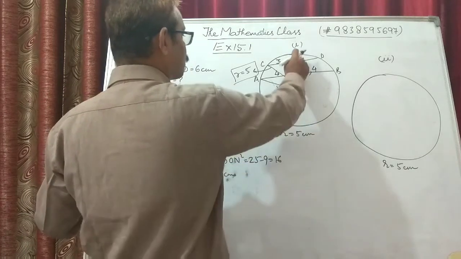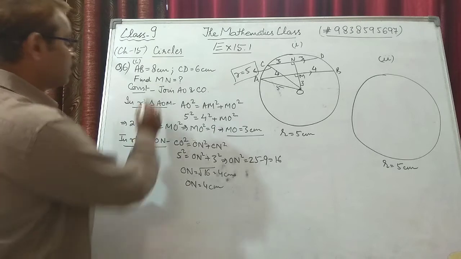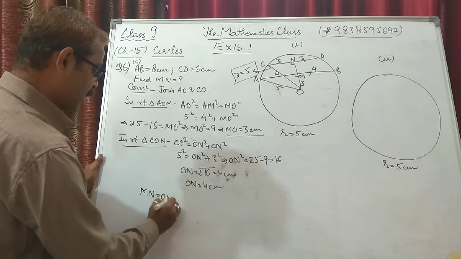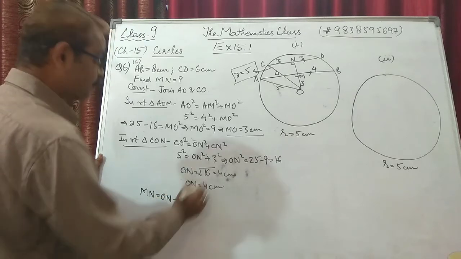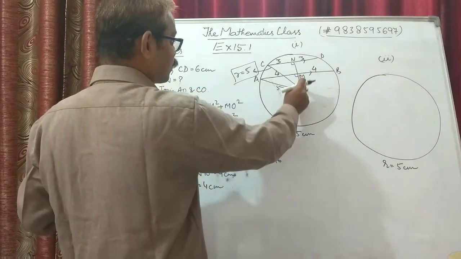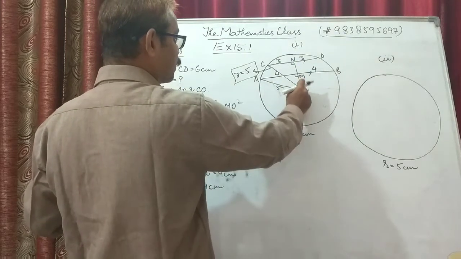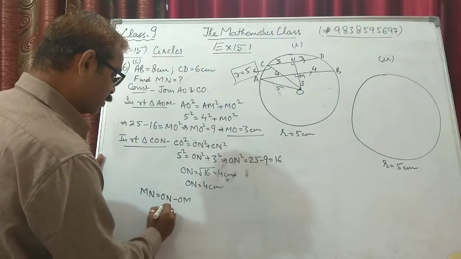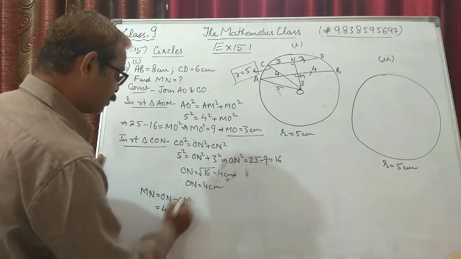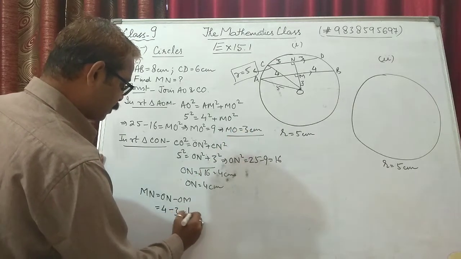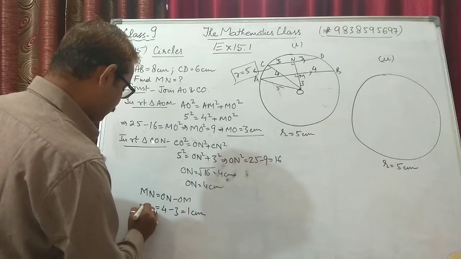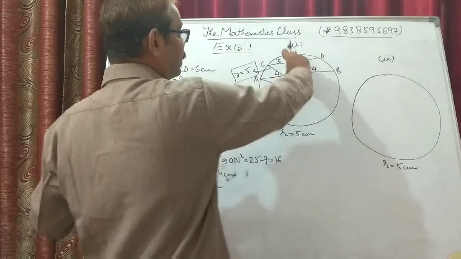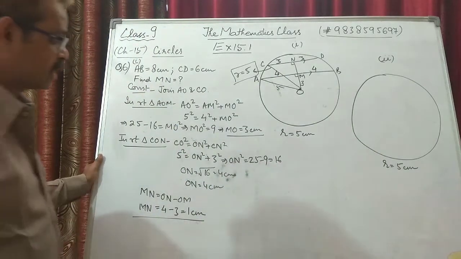We got the value of ON as 4 centimeters. This N to O, or O to N, is 4 centimeters. We need MN. So MN can be written as ON minus OM, from O to N minus from O to M. So ON is 4, and OM we calculated was 3, so it comes out to be 1 centimeter. MN is 1 centimeter, or the distance between these two parallel chords is 1 centimeter.